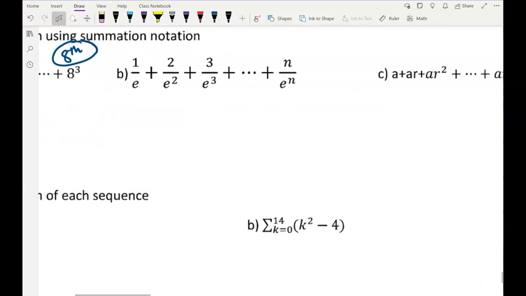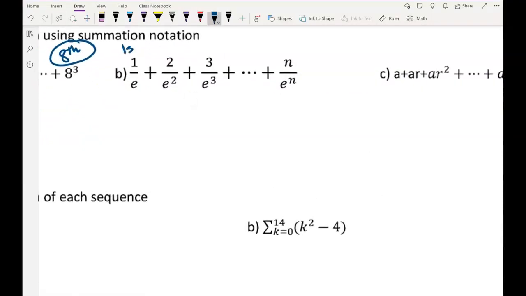Letter B again. I'm going to let this be first, let this be second, let this be third, and it looks like we have n here as our last term. Not all the time will we have a number or a constant on the top. And again, as I told you guys already, I normally start with k equals 1.